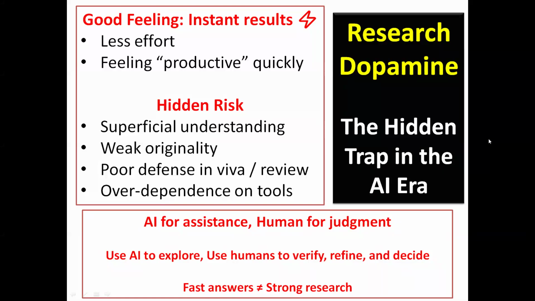Definitely, it will give the problem statement, it will give hypothesis, it will give findings also, and we feel happy. Now, my research work is done. Whatever I was expecting to finish in 1 year, that particular work is done in 5 minutes. This is known as research dopamine, or dopamine effect in content creation: less or minimum effort and feeling productive quickly.